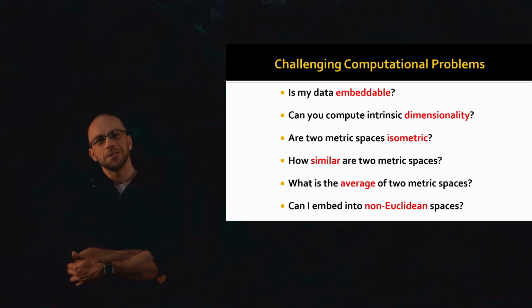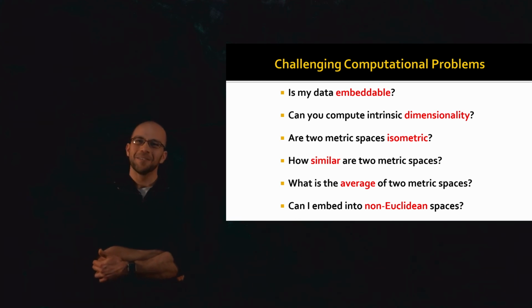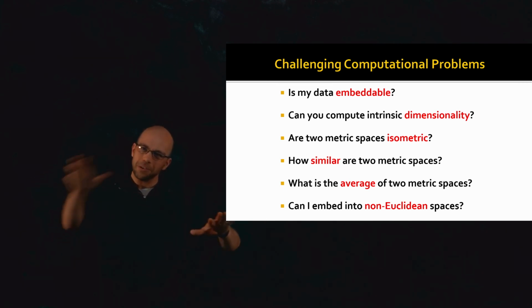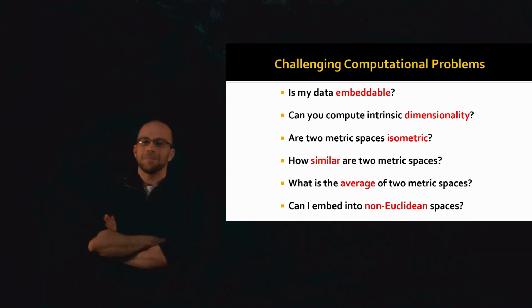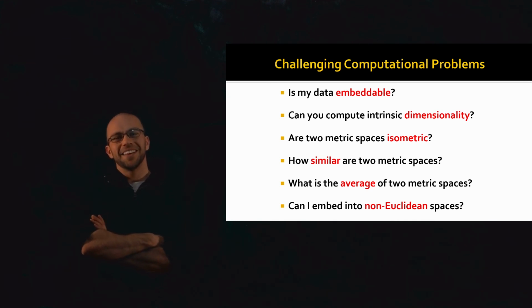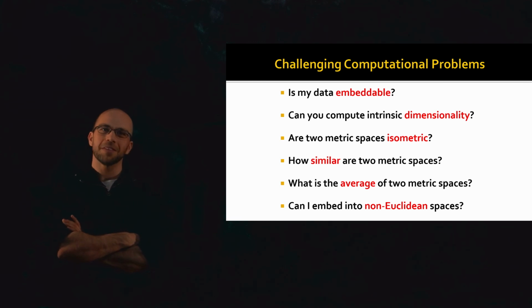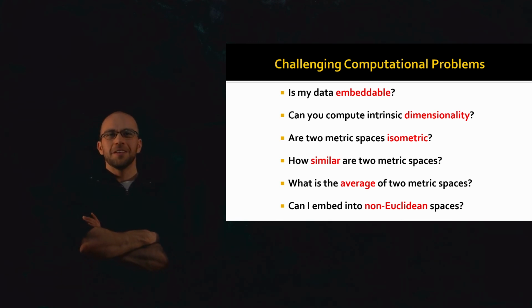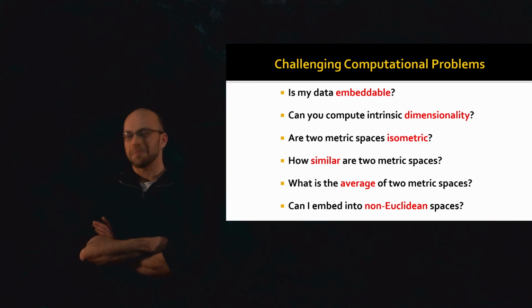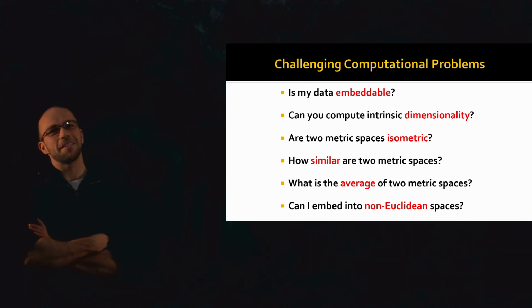A different question you could ask related to embedding is whether two metric spaces are isometric. So can I embed these two things in the same domain, or can I embed one metric space onto another? This is a famously NP-hard problem, right? This is basically related to graph isomorphism and these sorts of things. You could ask how similar two metric spaces are in the case where they're not exactly the same, or even some really exotic things like, what does it mean to take an average of two metric spaces, which actually does come up in some applications.